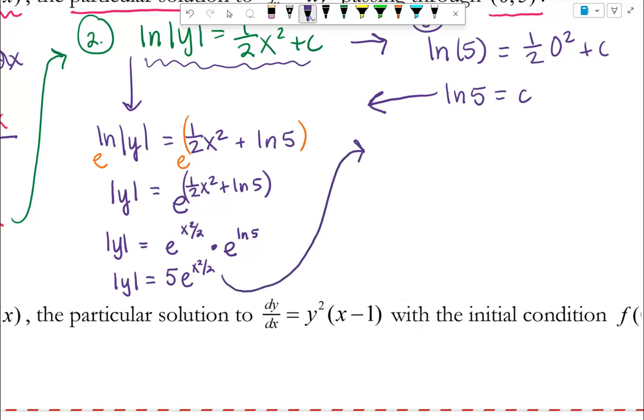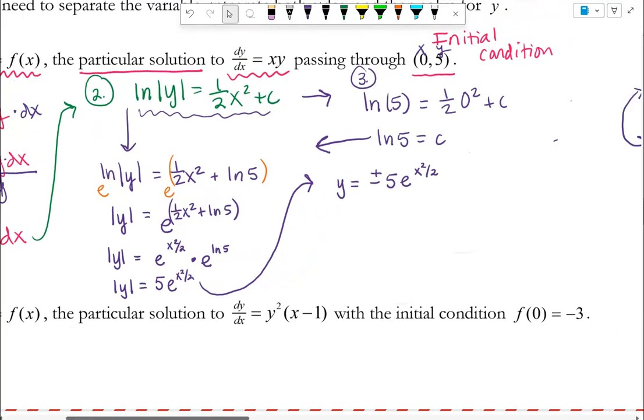Well, remember, if the absolute value of y is 5e to the x squared over 2 power, that means that y is either positive or negative 5e to the x squared over 2 power. So to get rid of the absolute value, we need to put a plus or minus here. So plus or minus 5e to the x squared over 2. Okay, so we're one step away.